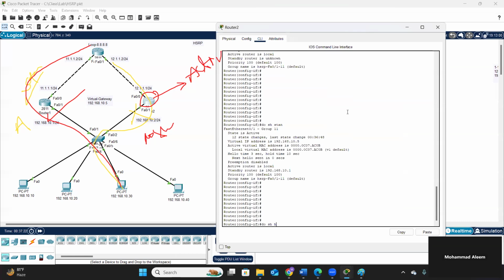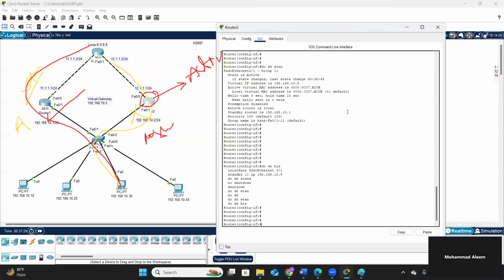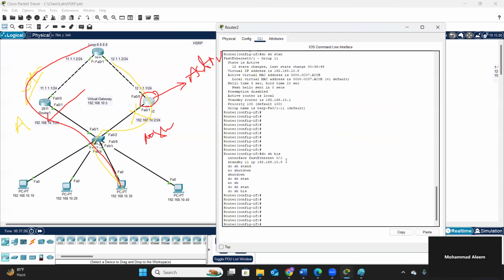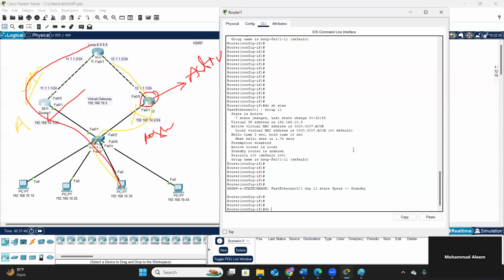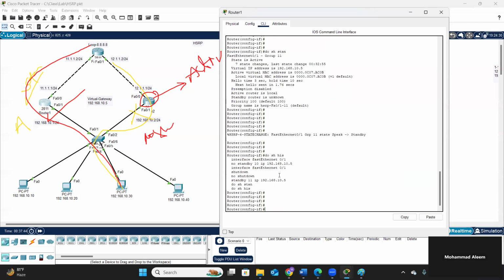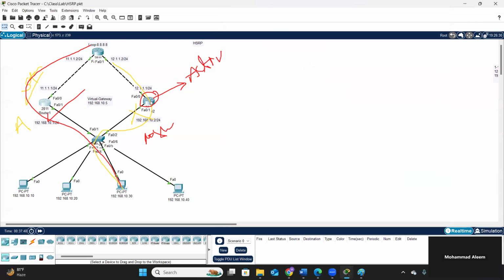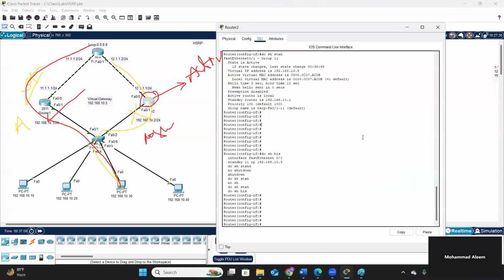Do show history. If you are not enabling the preemption, it won't work like this. It won't work. If you want, you can verify it yourself also. Preemption has to be enabled here. In this packet result, this kind of issue will happen. But I should show you something: preemption has to be enabled here.